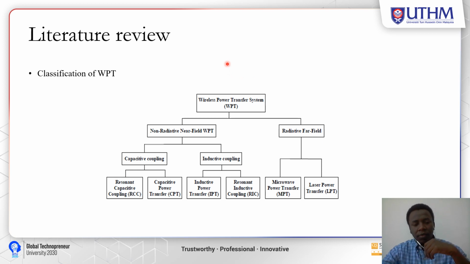Literature review. So now we see the classification of wireless power transfer. Basically, wireless power transfer has so many classes. As I mentioned earlier, near field and far field, also called non-radiative and radiative field. The near field has two types: capacitive coupling and inductive coupling. The capacitive coupling uses capacitive plates to transfer from the primary to secondary, and the inductive coupling uses an induction coil to transfer from the primary to secondary. As for the far field, mostly they use microwave and laser.